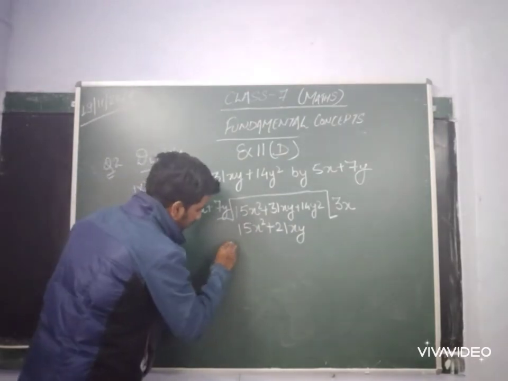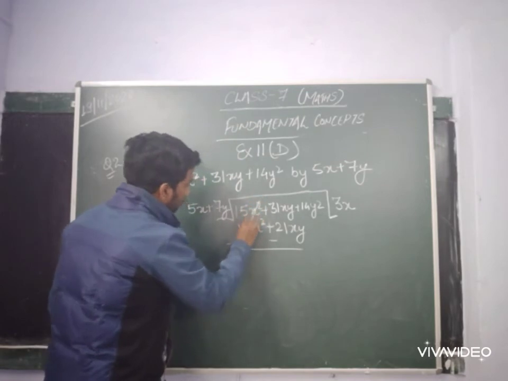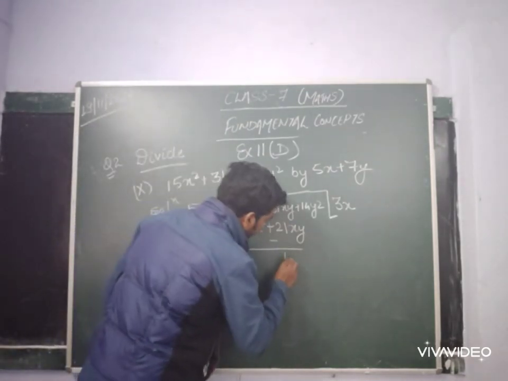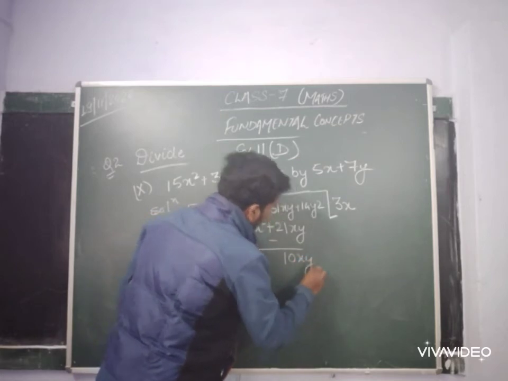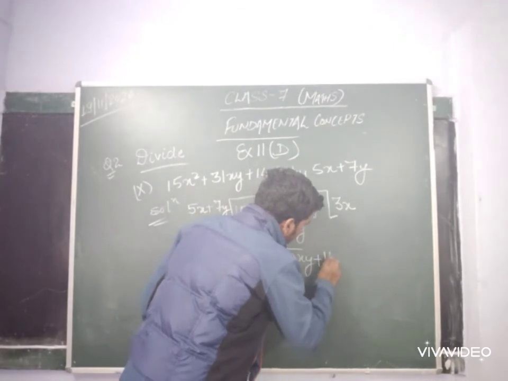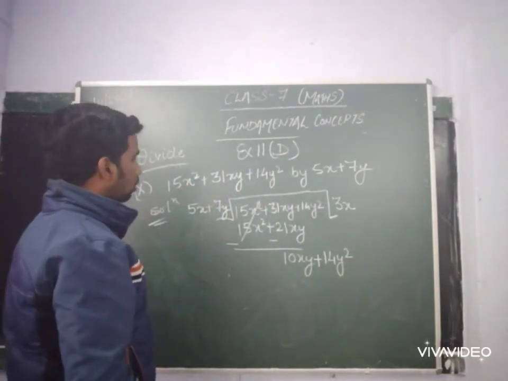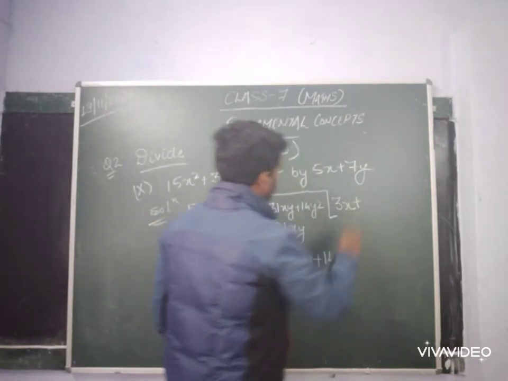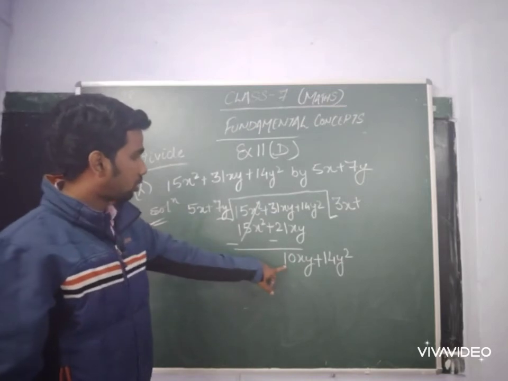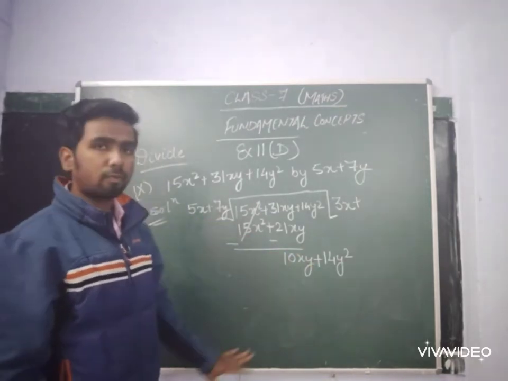Okay, now subtract this, the sign is changed, and 15x square and 15x square will be cancelled. From here we will get 10xy, and 14y square will come down. Now what will be multiplied? So 5 2s are 10 and 7 2s are 14.